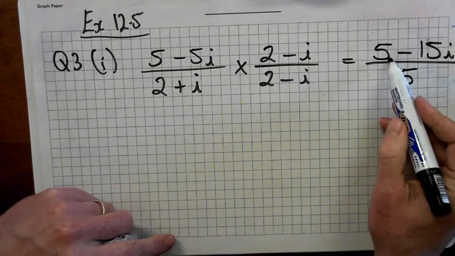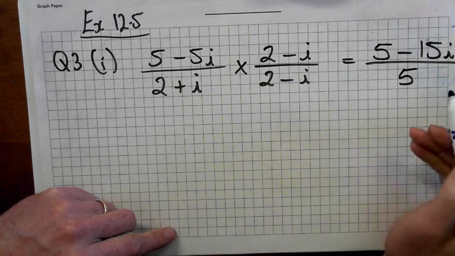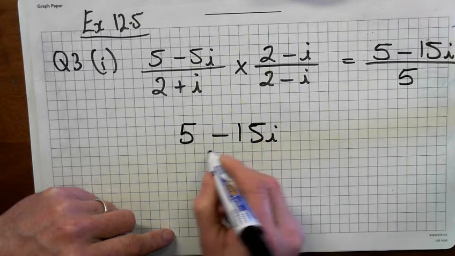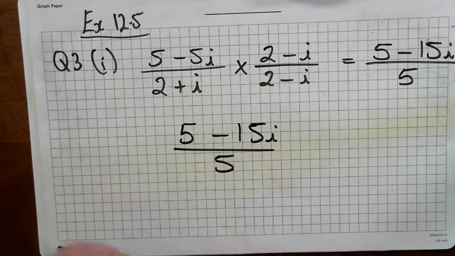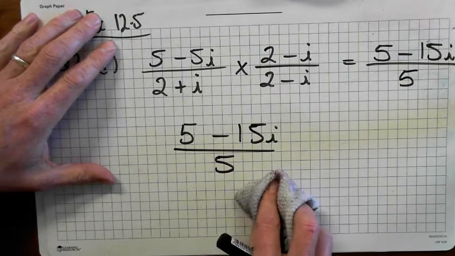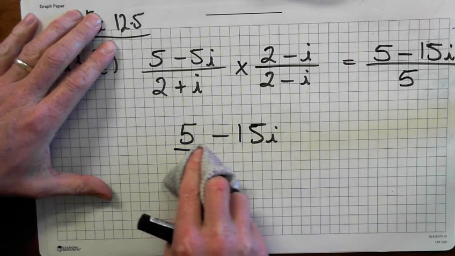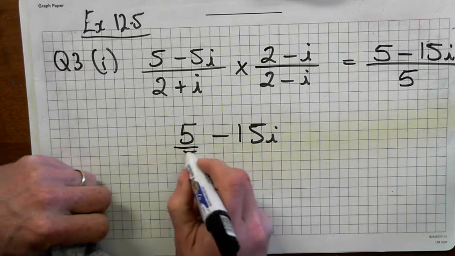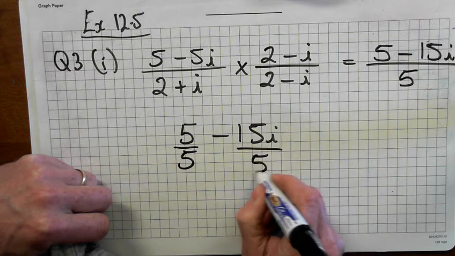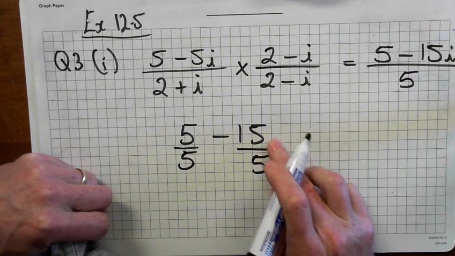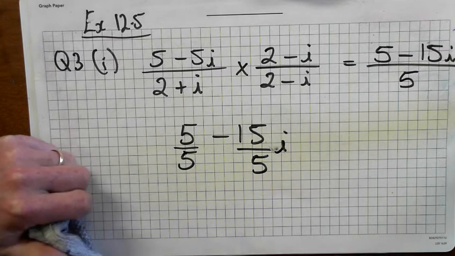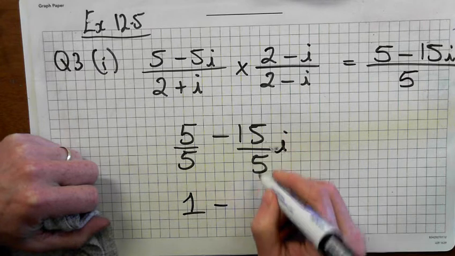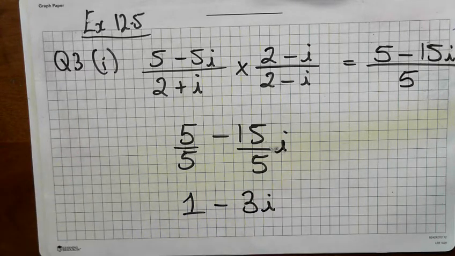So here's the sum over here, 5 minus 15i over 5. Now I can separate it, I can break it up. So it's 5 over 5. Write the i at the side. So 5 divided by 5 is 1 minus 3i.